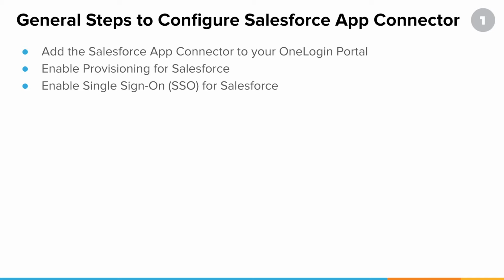Provisioning ensures that users have accounts in the target application, in this case, in Salesforce. If we enabled SSO first and a user didn't have an account in Salesforce, their login attempt would fail. Therefore, in a production environment, we recommend enabling provisioning before SSO in order to ensure that the users will exist in the target application before they attempt to log in for the first time.